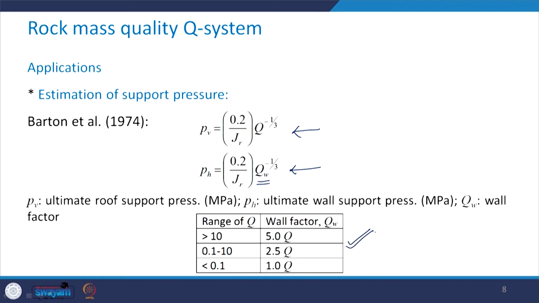So if the value of Q is more than 10, the wall factor QW can be taken as 5 times Q, and if the range of Q is between 0.1 and 10, then this wall factor can be taken as 2.5 Q, and for the value of Q less than 0.1, it is equal to Q. So you can find out the wall factor, just substitute in these expressions and you should be able to get the ultimate roof support pressure and the ultimate wall support pressure.